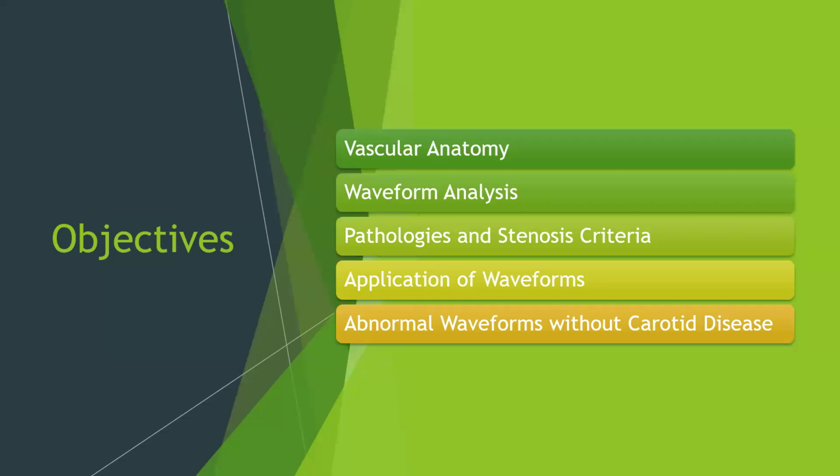And then application of the waveform. So we'll do a little bit of case studies, just to try to apply what I was learning and maybe throw in some kinks so that we can start discussing and thinking about different things that may come up while we're scanning, and then abnormal waveforms that are without carotid disease. So obviously we can get some abnormal waveforms from the heart, and they can look a little funky. That doesn't mean that there's carotid disease sometimes.